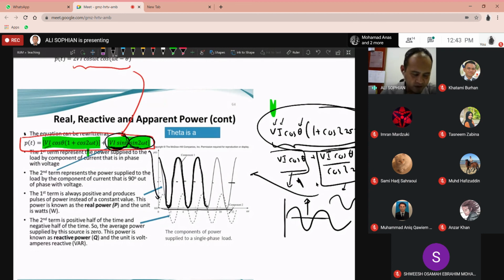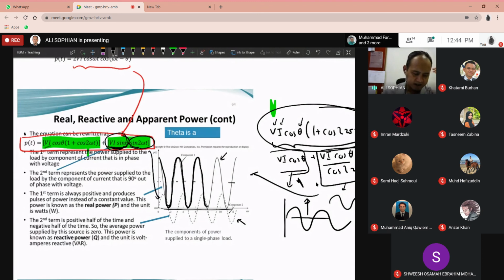So there are two powers. This instantaneous power consists of these two elements. One is the solid line, and the other one is the dotted line. The solid line is always positive, or zero, and it produces pulses of power instead of a constant value. It goes up and down like this, and this is actually the real power that will be transmitted from the source to the load.